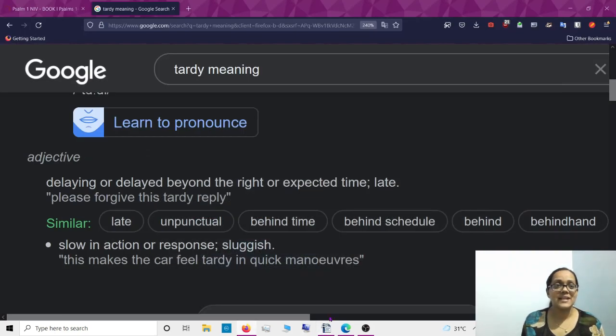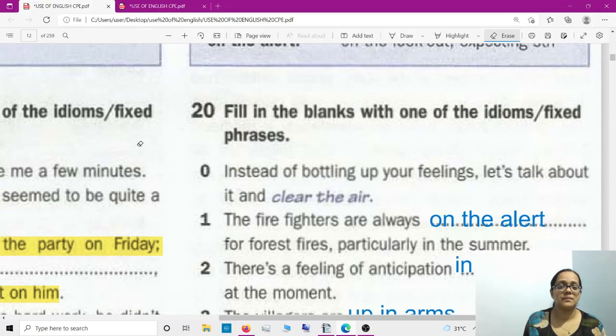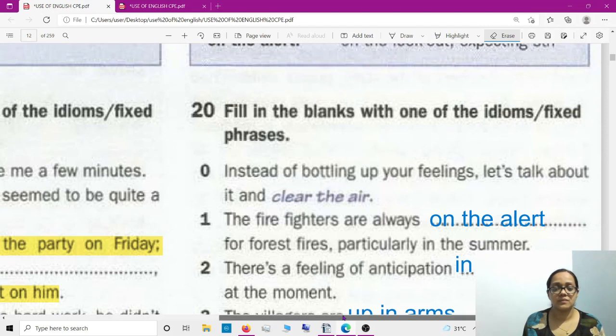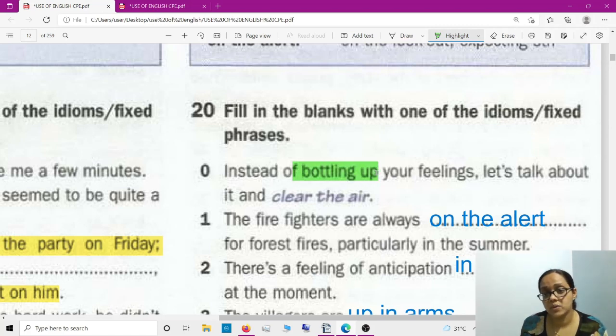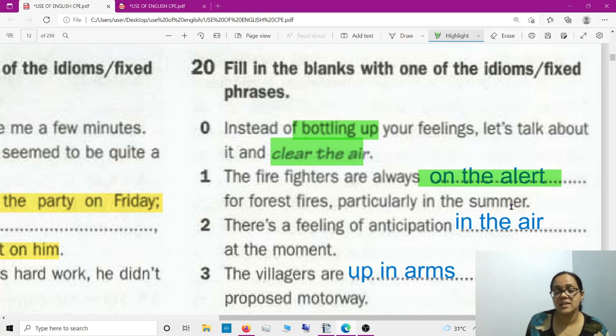So now let's answer this. Instead of bottling up your emotions, let's talk about it and clear the air, clear the misunderstanding. The firefighters are always on the alert, or always conscious, for forest fires, particularly in the summer. There is a feeling of anticipation in the air.